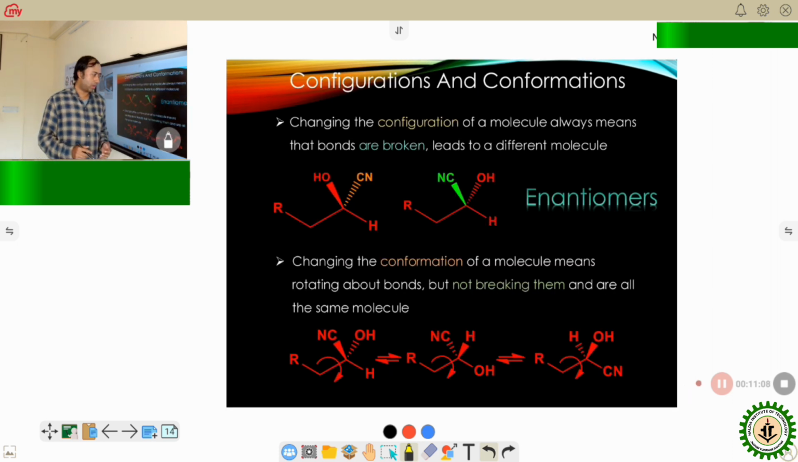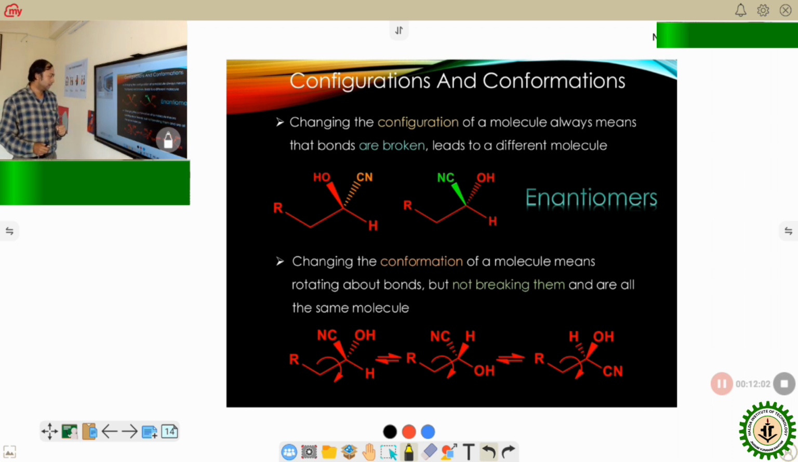Okay, so now another important aspect of stereochemistry is the terms configurations and conformations. Configurations means the two enantiomers where the bond connections are such that if I see two structures, they cannot be interconverted by any means other than disconnecting the bond. If I have these two structures, I cannot interconvert this to this. The only way to do it is by disconnecting this bond and connecting it differently, like this. Those are called configurations. The bonds are broken and lead to a different molecule.